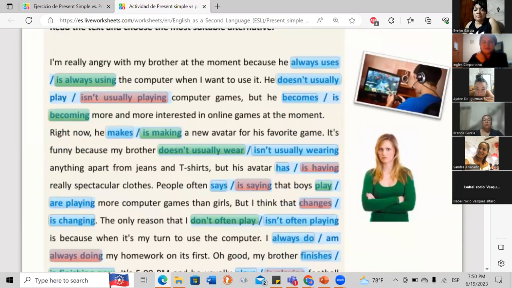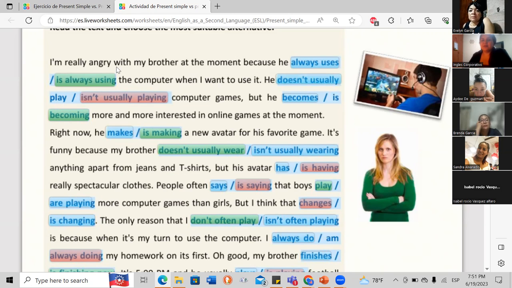Okay, analyze this. Okay, it says, I'm really angry with my brothers at the moment because he's always using the computer. Okay, at the moment. Estamos hablando del momento, por eso sabemos qué es present continuous, right? The computer, when I want to use it. Okay. He doesn't usually play. Ajá, ese es el correcto porque normalmente, okay, he doesn't usually play computer games. Okay, normalmente.